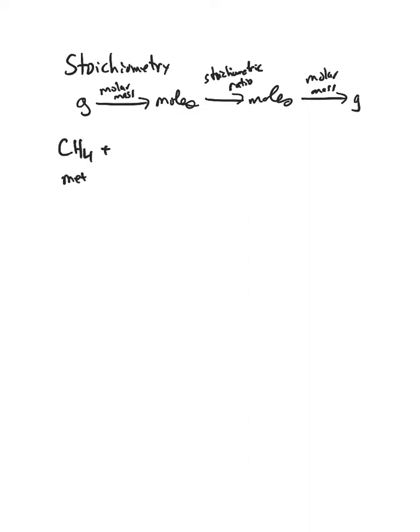CH4, which is methane, plus molecular oxygen reacts to make carbon dioxide and water. This is a type of reaction that we could call a combustion reaction. Methane is natural gas. And so if you're cooking on your stove in your kitchen, this is what you're using.